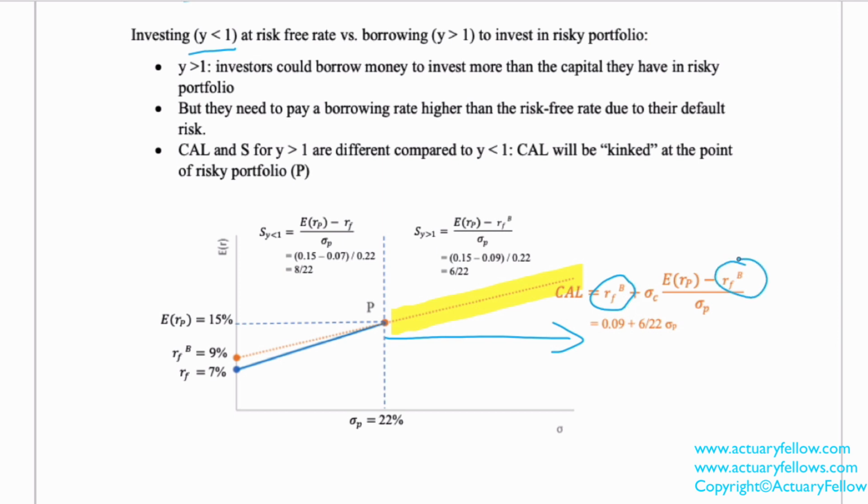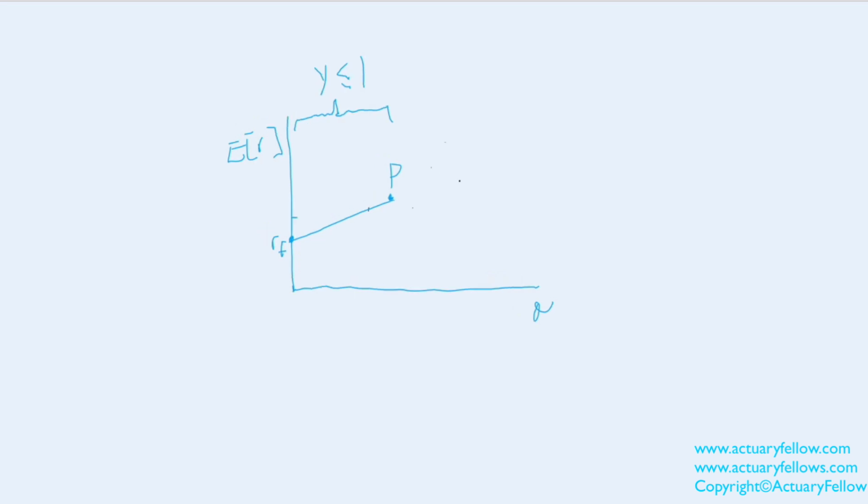Let's go over how to draw a kinked CAL quickly. The x-axis is sigma, the y-axis is expected return. The y-intercept is the risk-free rate. Plot the risky portfolio P and then connect the y-intercept and P with a straight line. This is the CAL for Y less than or equal to 1. For the CAL to the right of P, first, find the borrowing rate on the y-axis. Draw a straight line from this point going through P and extend it out. The line segment to the right of P is the kinked CAL.